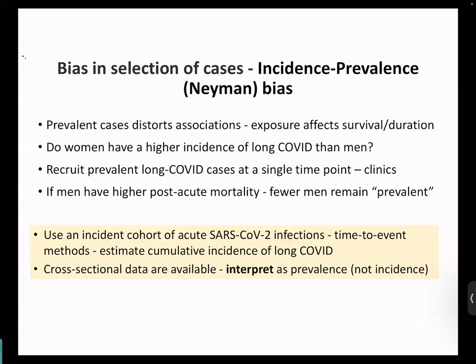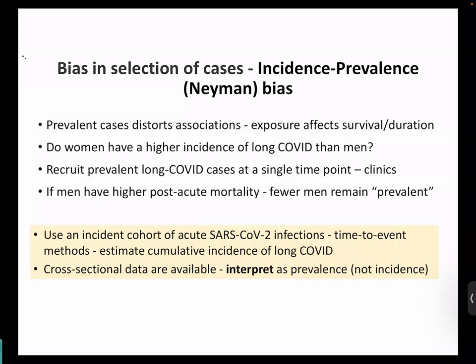So to prevent this kind of bias, this is another important realization: in a case control study, you need to recruit incident cases. What does that mean? It means the cases which have been recently or newly diagnosed. So if you recruit incident cases as cases in your case control study, you will prevent this Neyman bias.